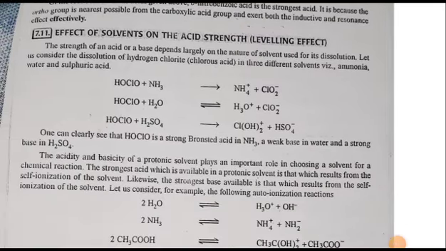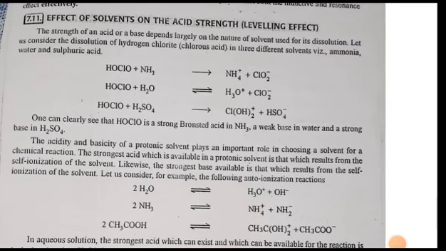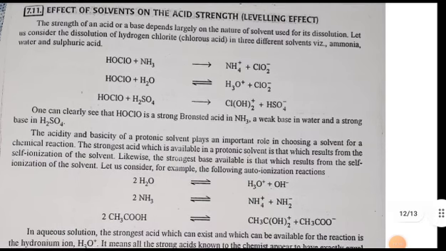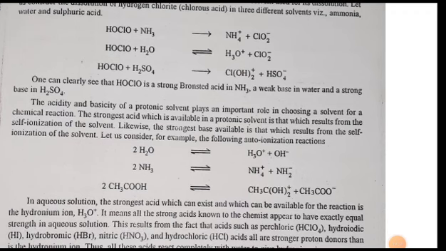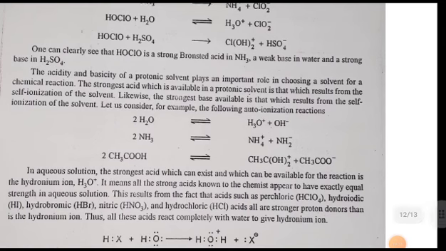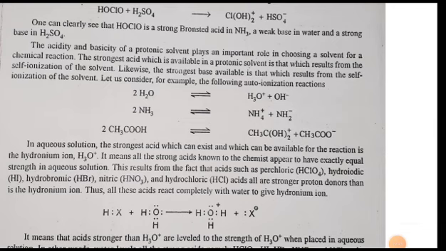Effects of solvents on the acid strength, called leveling effect. The strength of an acid or a base depends largely on the nature of solvent used for its dissolution. Let us consider the dissolution of hydrogen chloride in three different solvents, that is ammonia, water, sulfuric acid. One can clearly see that HCl is a strong Bronsted acid in NH3, a weak base in water, and a strong base in H2SO4.